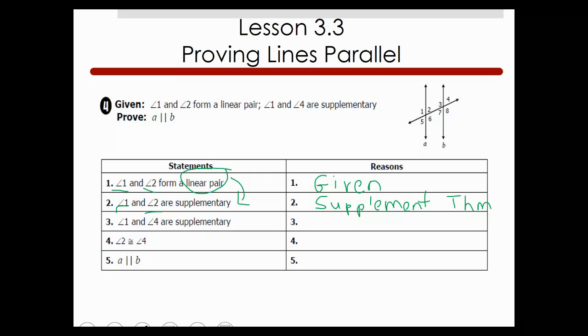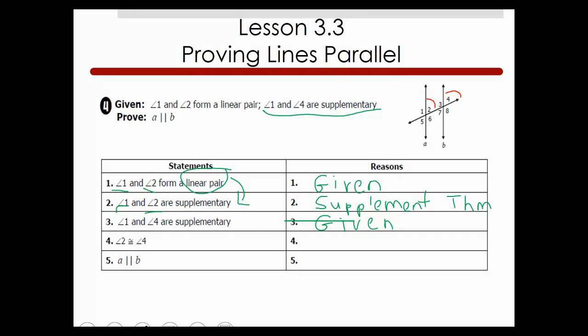So the next one is angle 1 and angle 4 are supplementary. So again, that's right there. So that's given to us. Next one, it says angle 2 and angle 4 are congruent. So this is always good to draw, so we know the relationship for the proving. So angle 2 and angle 4 are congruent.